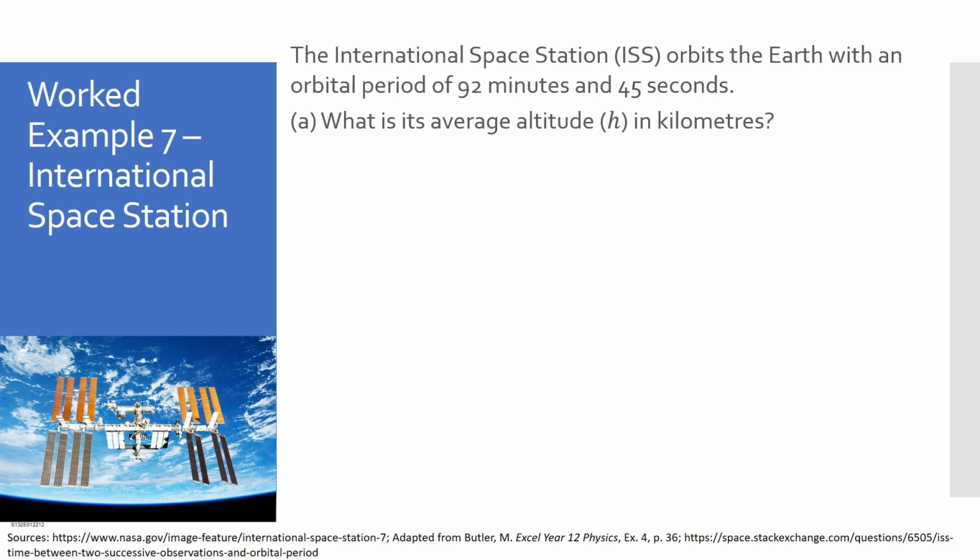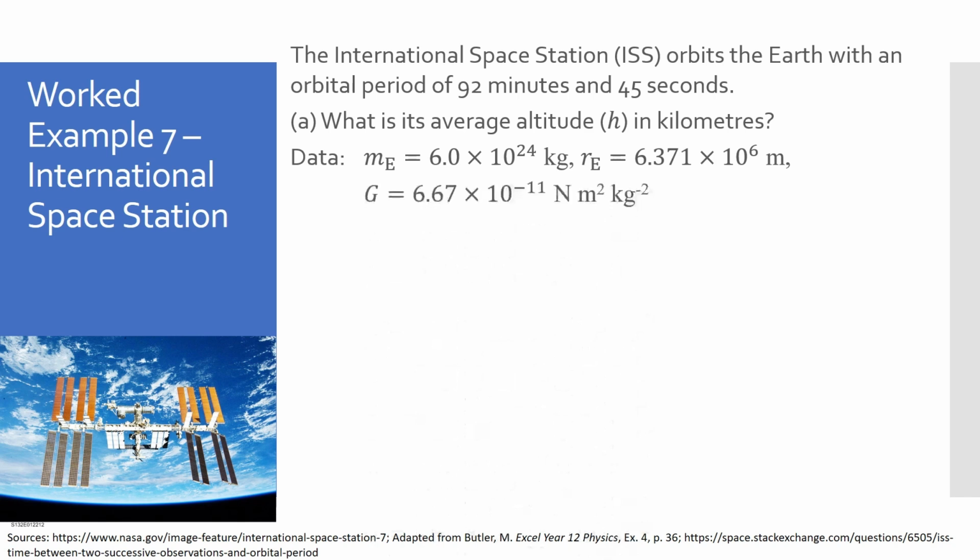Question part A is, what is the average altitude in kilometers? Here's the data. We know the mass of the Earth from the data sheet. We know the radius of the Earth from the data sheet. We're given G in the data sheet. We need to find out h in the question. And we're given the period of the satellite is 92 minutes and 45 seconds, which is 5,565 seconds if you do the calculation. We need to find the orbital radius before we can find its altitude.